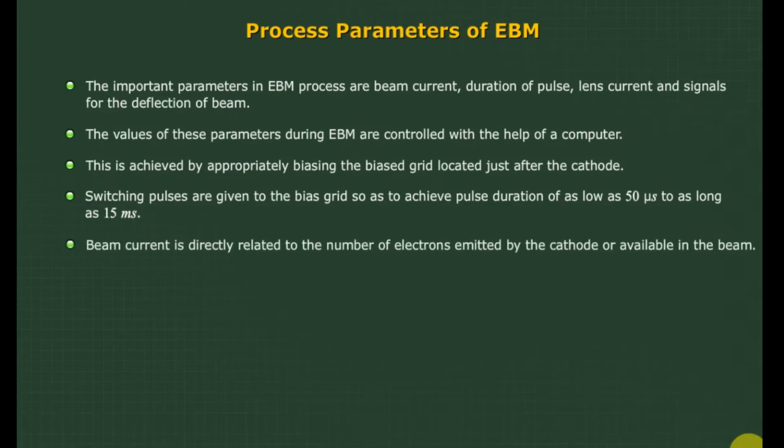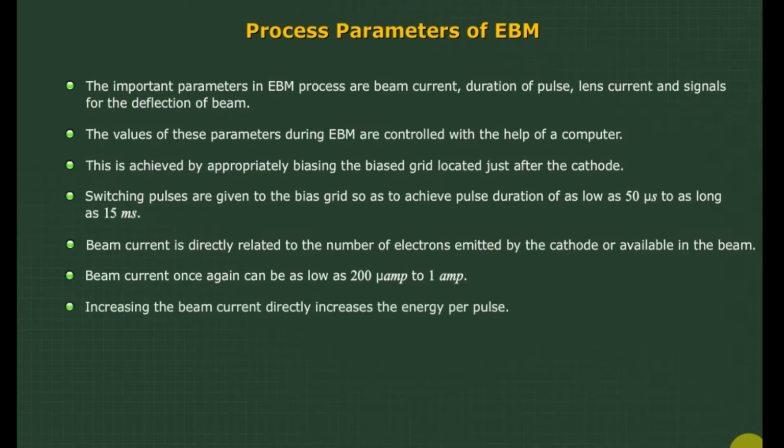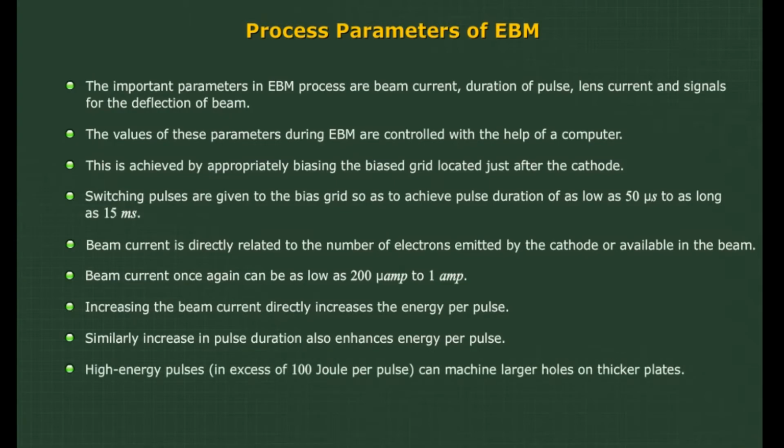Beam current is directly related to the number of electrons emitted by the cathode or available in the beam. Beam current once again can be as low as 200 μA to 1 ampere. Increasing the beam current directly increases the energy per pulse. Similarly, increase in the pulse duration also enhances energy per pulse. High energy pulses, in excess of 100 joules per pulse, can machine larger holes on thicker plates.